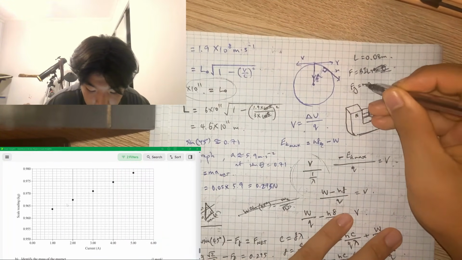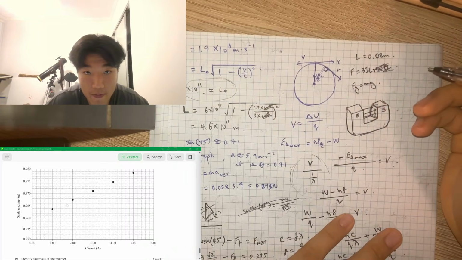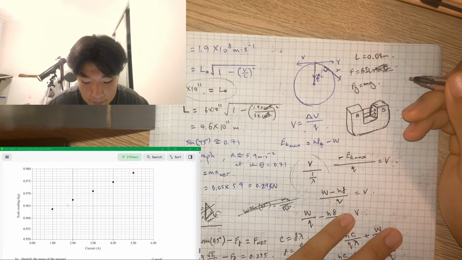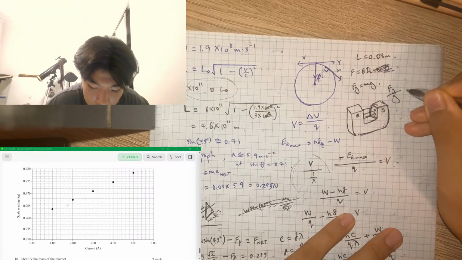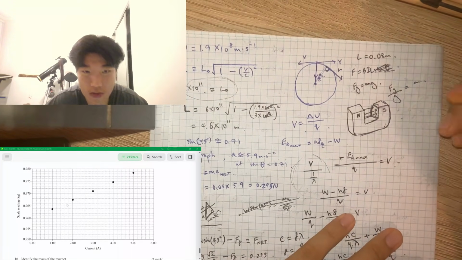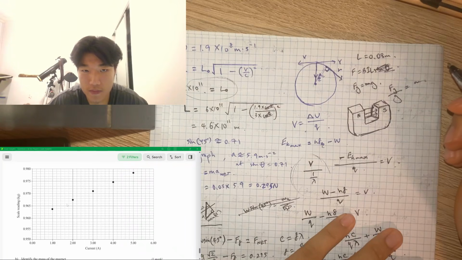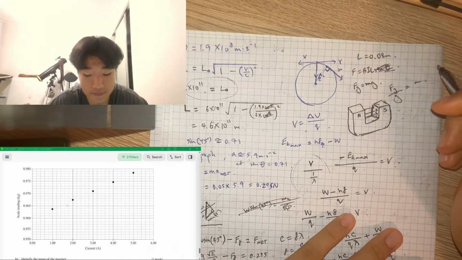Gravity equals mg, right? In this case, we know m. Yeah. So Fg over g equals m. I think this is what you're meant to do. I believe so. Might be wrong, but yeah.